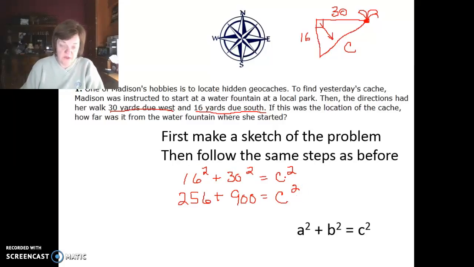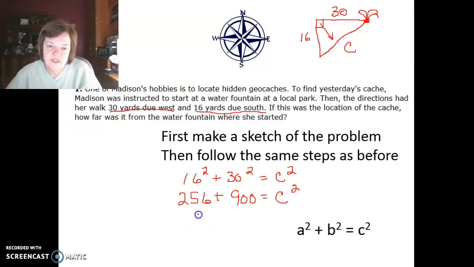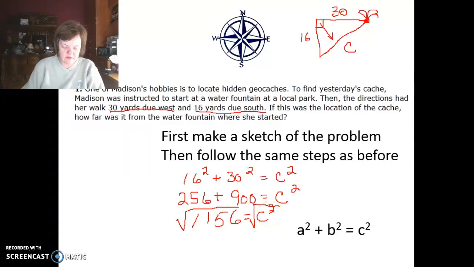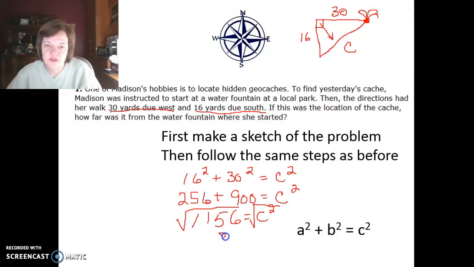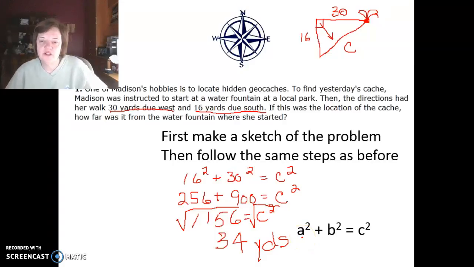Okay, so we add those two numbers together. So we get 1156 equals c squared. I'm going to take the square root of both sides. Oops, my 2 got cut off. And I get 34. So she was 34 yards. Is that what it was? Yards, yep. Yards away from the fountain when she found that cache.